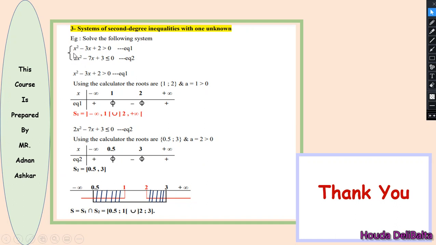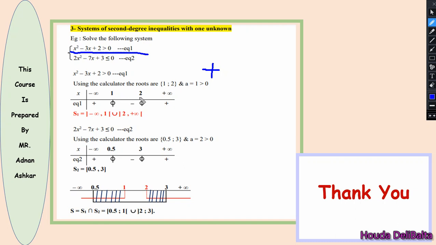Using the calculator, I'm dealing with this one: x squared minus 3x plus 2. Using the calculator, the roots are 1 and 2. And a, we always care about a, don't forget, equals 1, which is greater than 0, which means positive. Now let's find delta. Since there are two roots, then definitely delta is positive. So whenever roots appear on the calculator, that means that delta is definitely positive. So maybe you don't have to find delta and waste time. Again and again, whenever the roots exist on the calculator, you make sure that delta is positive.